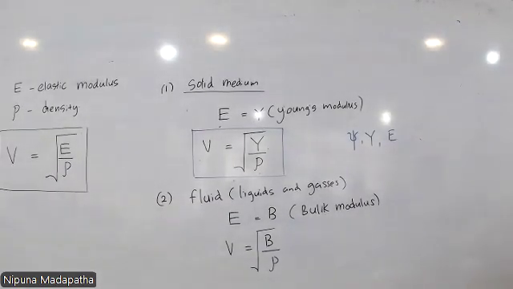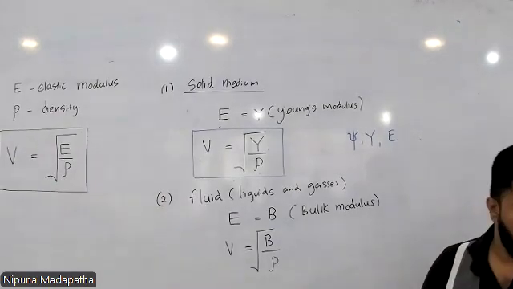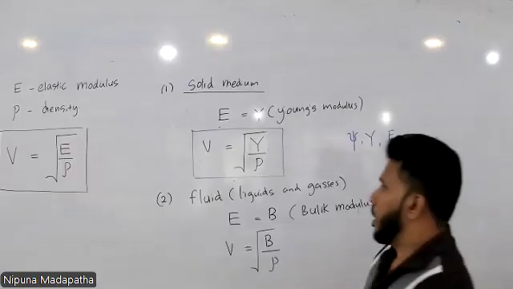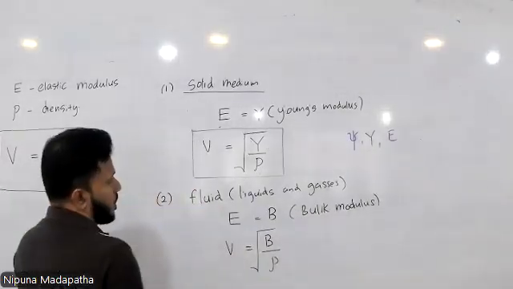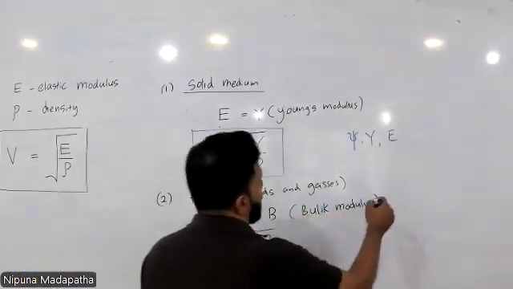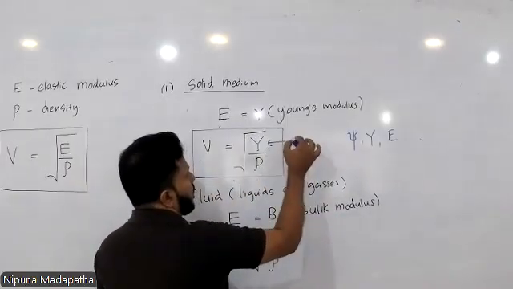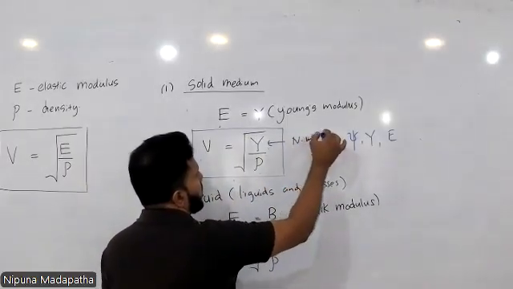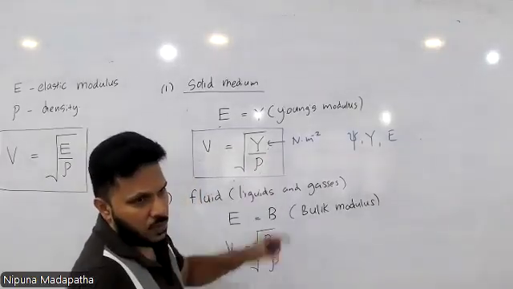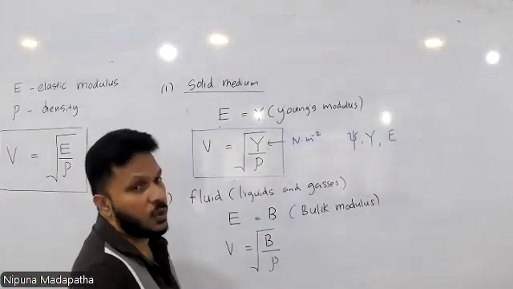The elastic modulus has a unit, the same unit as pressure. This Young's modulus unit is pressure: Newtons per square meter, or Pascal. The unit of the elastic modulus is the Pascal.